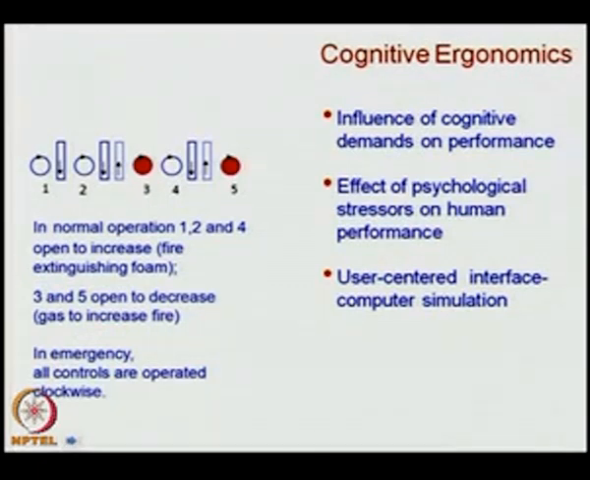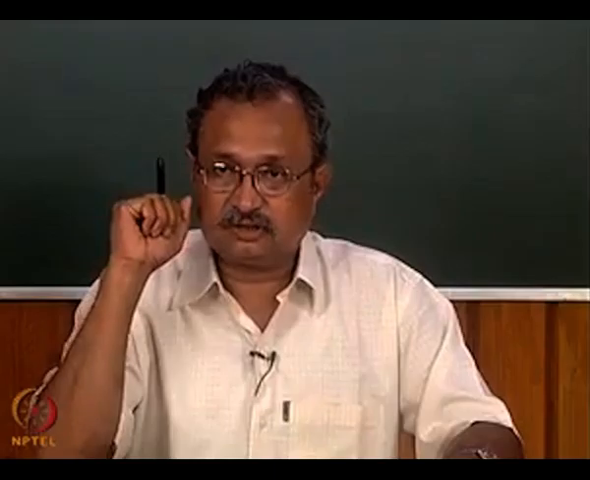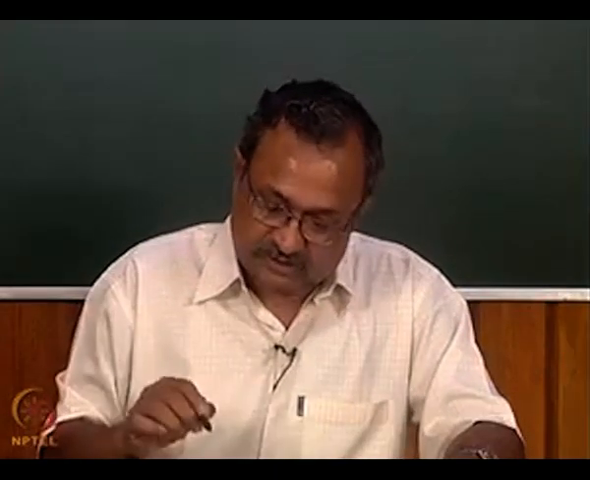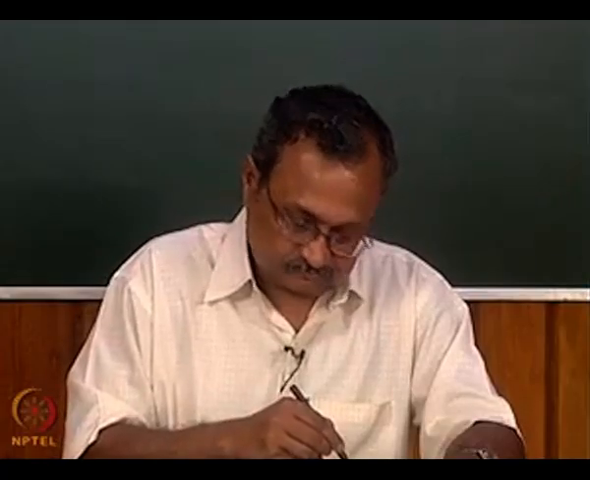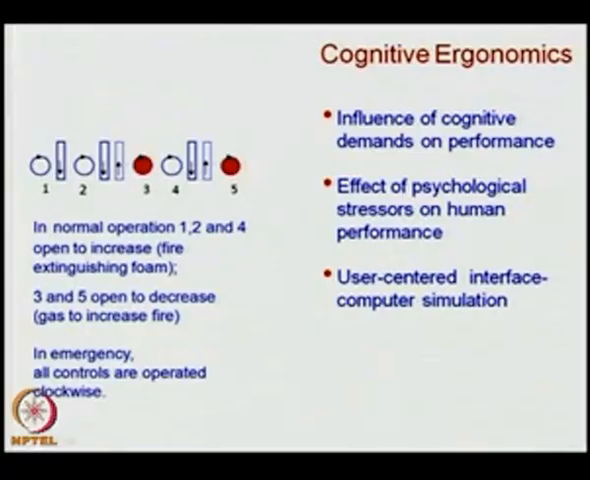A major area of ergonomics is cognitive ergonomics, that is the perception area of people. Cognitive ergonomics covers the influence of cognitive demands on performance, this is one area. Another area is the effects of psychological stressors on human performance, and user centered interfaces such as computer simulations, etc. A good amount of psychological findings are used in this.